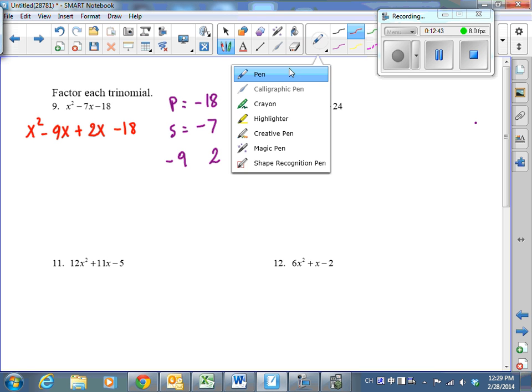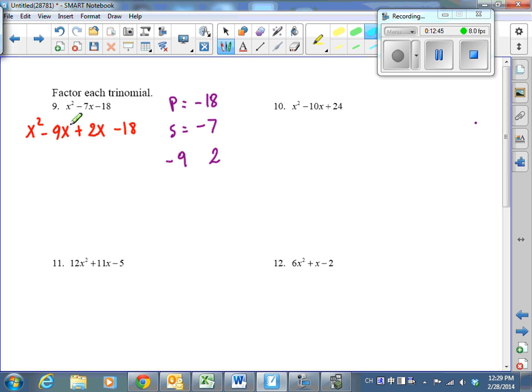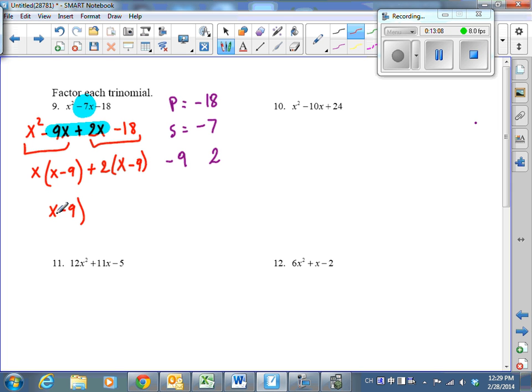In other words, what I did was I replaced this negative 7x by these two numbers that I found. You get that, right? Now I will factor by grouping. These two have an x in common to get x minus 9, and these last two we have a 2 in common to get again x minus 9. So my final answer is x minus 9 times x plus 2.